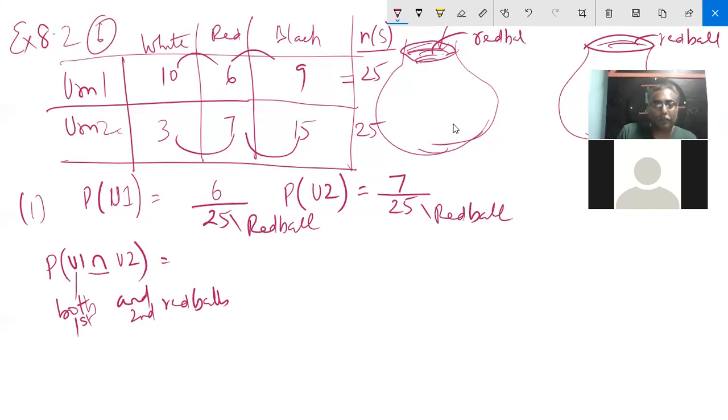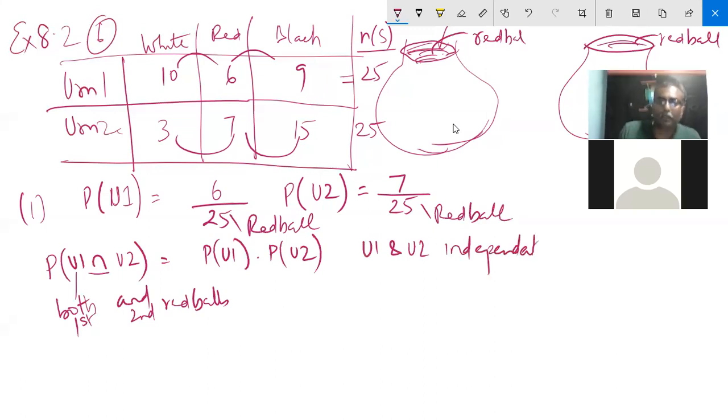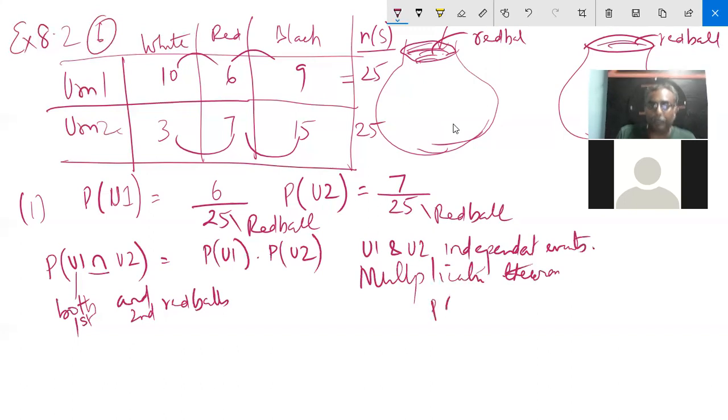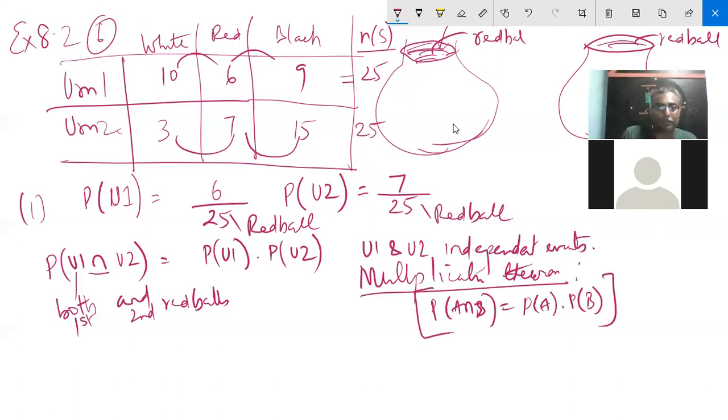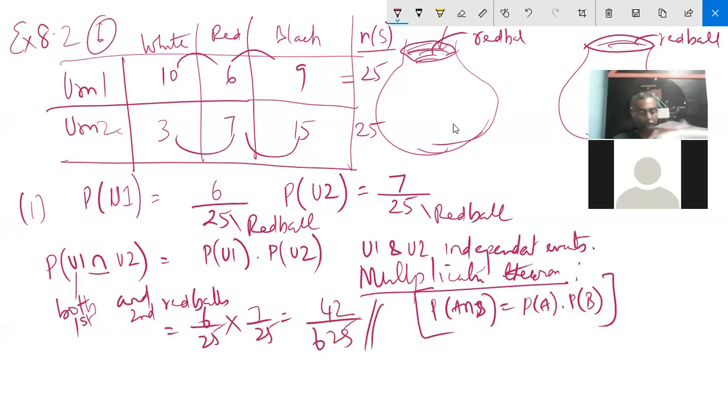Now, what is the multiplication formula? P of U1 into P of U2. Why? Because U1 and U2 are independent events. So the multiplication law works. Multiplication theorem works. So, use the multiplication theorem. What is the multiplication theorem? If the events are independent, then P of A intersection B is equal to P of A into P of B. Remember? Yeah. This is the multiplication theorem. That only you are applying here. So that is equal to 6 by 25 into 7 by 25. That is equal to 42 by 625. That's all, your answer.